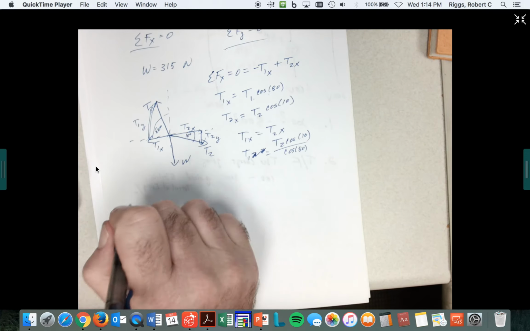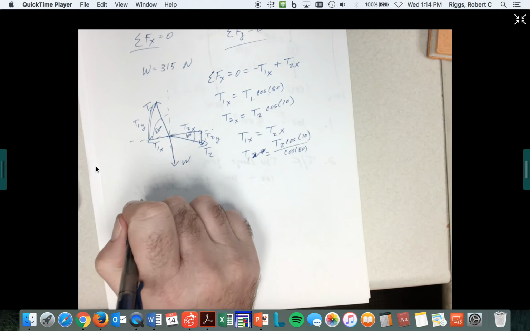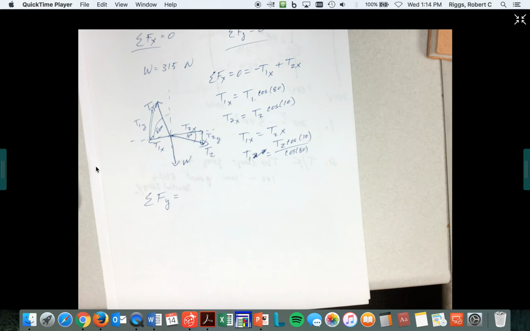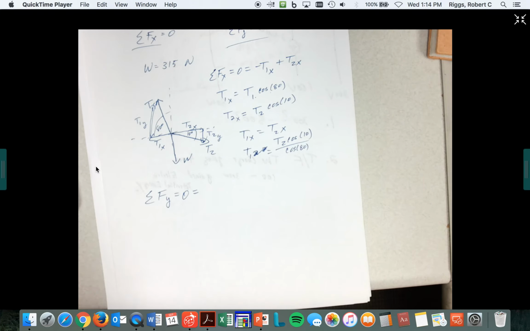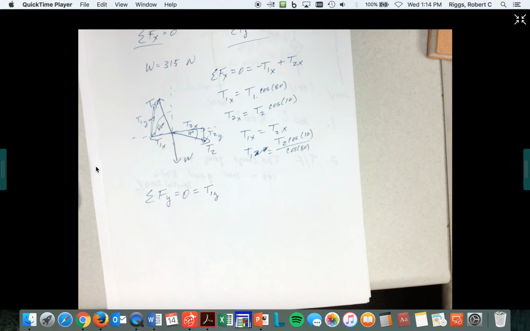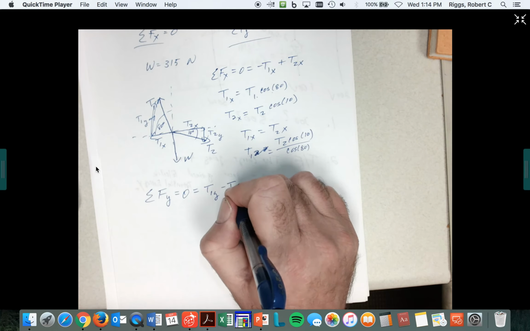So let's look at the sum of the forces in the y direction. This is so much fun. The sum of the forces in the y direction also equals 0. And I've got a positive T1y here, minus T2y.